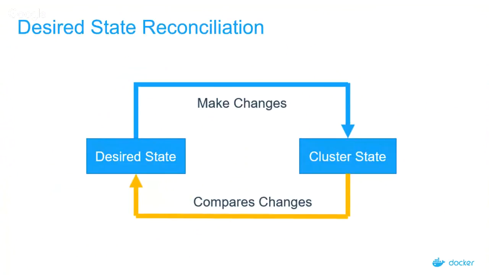Another great feature is desired state reconciliation. What it says is, at any point of time when you are creating a service, if you have a desired state where a particular number of copies of the service has to be running, what the swarm mode does is it looks for the changes and reconciles them.